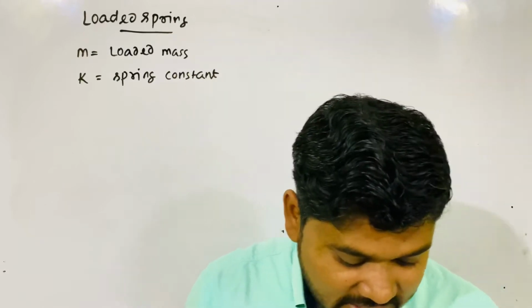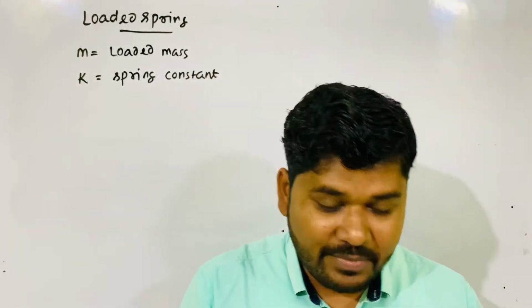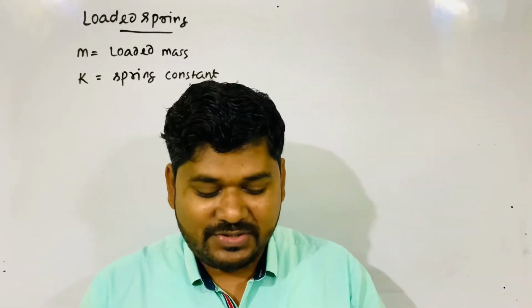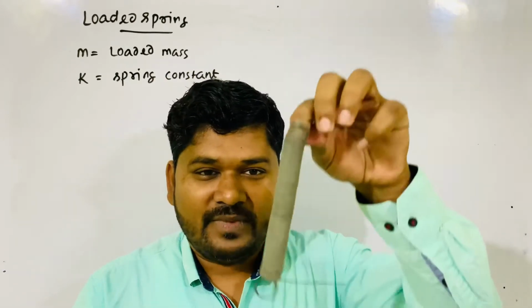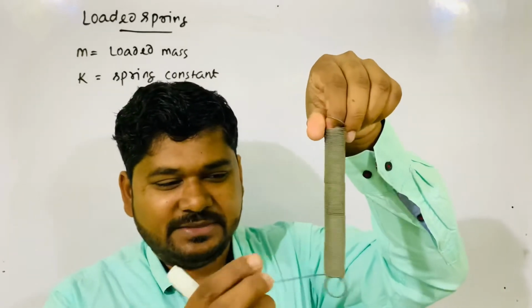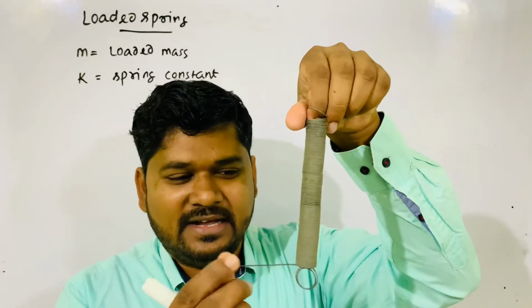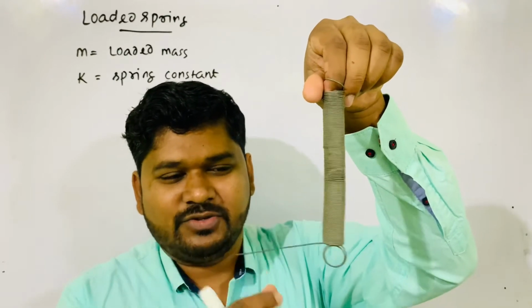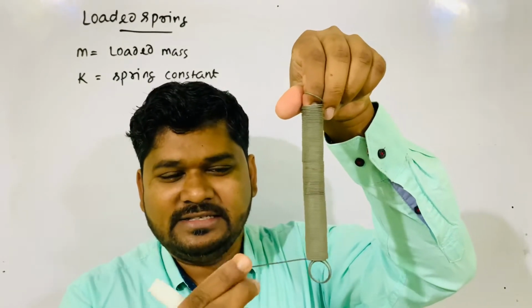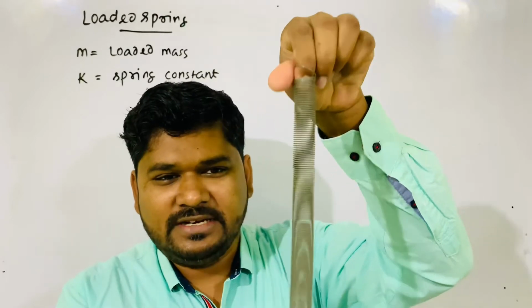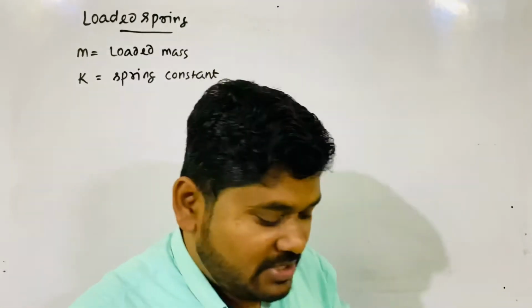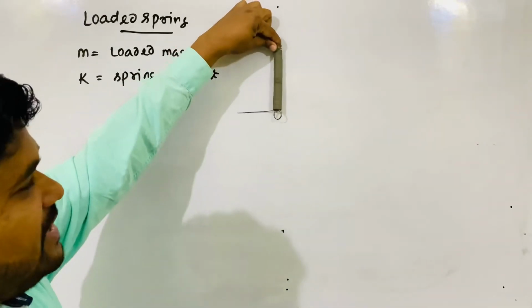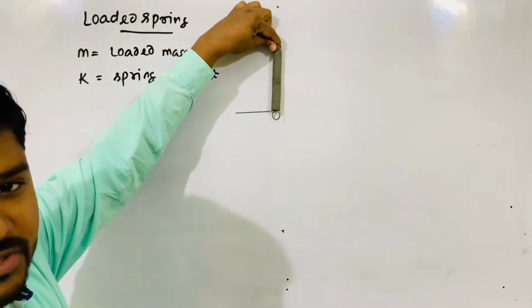So now let's see. I have brought one spring for you. See, this is the spring. This line is for measurement on the scale, how much extension will happen. This will show the length on the scale, so that you are able to measure its extension. This is the actual spring of some length.